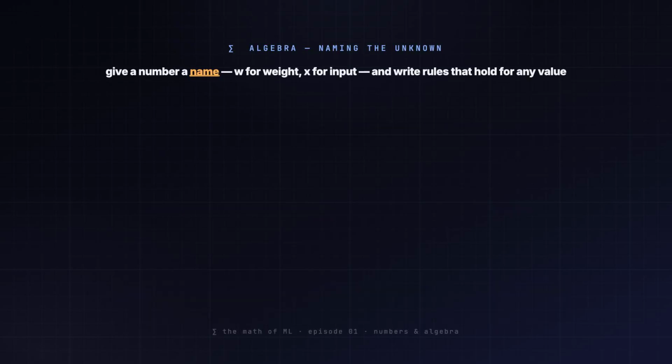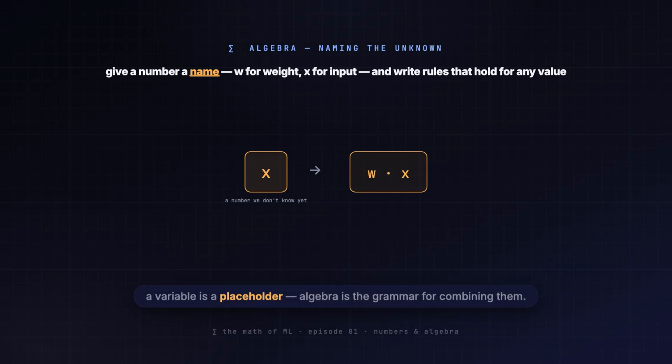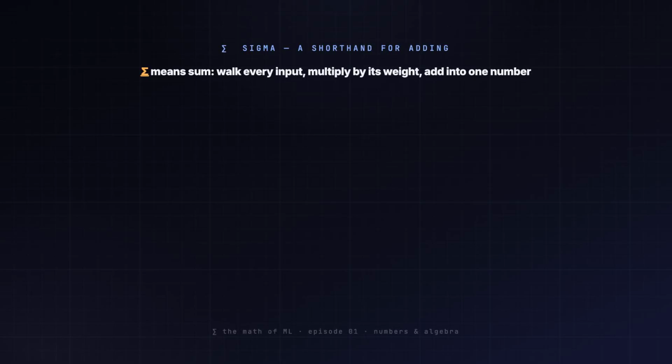Once numbers can be anything, we need a shorthand for combining lots of them. That shorthand is algebra. We give a number a name, call it W for weight, X for input, and write rules that hold no matter the value. And when we add up many terms, we do not write plus plus plus 1,000 times. We write one capital sigma. Sigma means sum. Sigma from i equals 1 to n of Wi times Xi. i says, walk through every input, multiply each by its weight, and add them all into a single number. That one expression is a neuron.